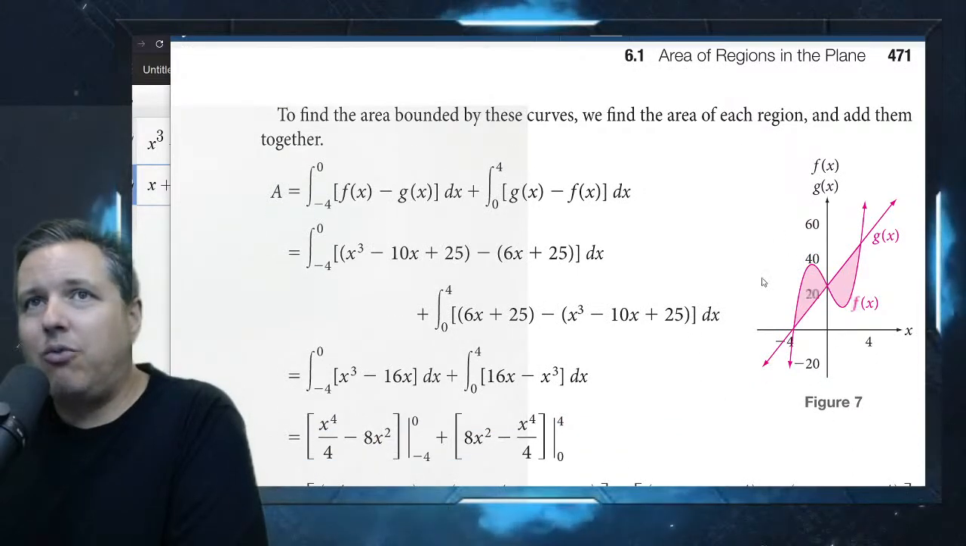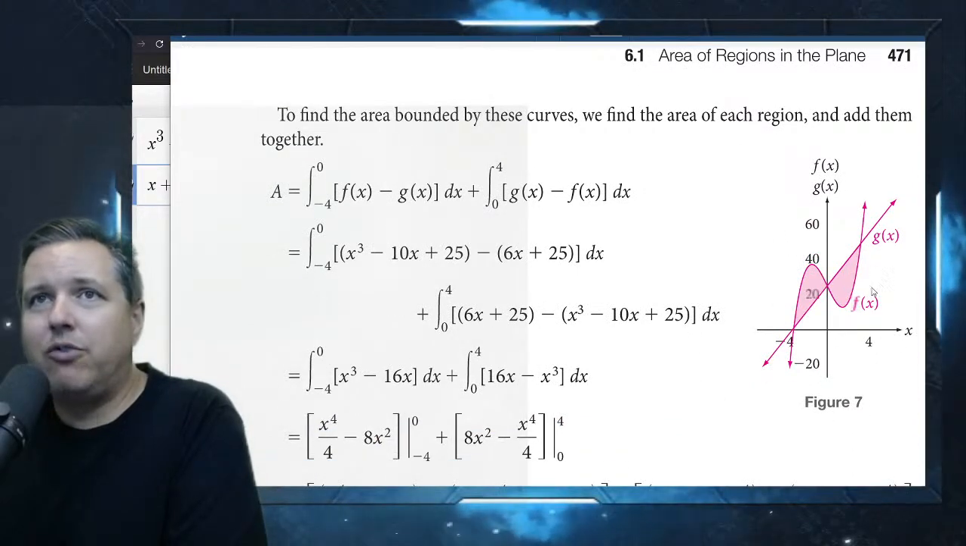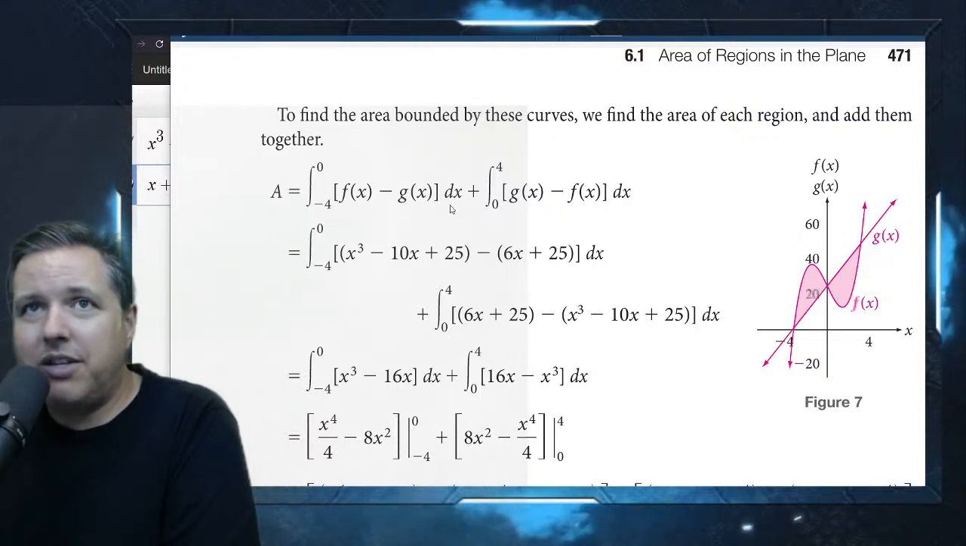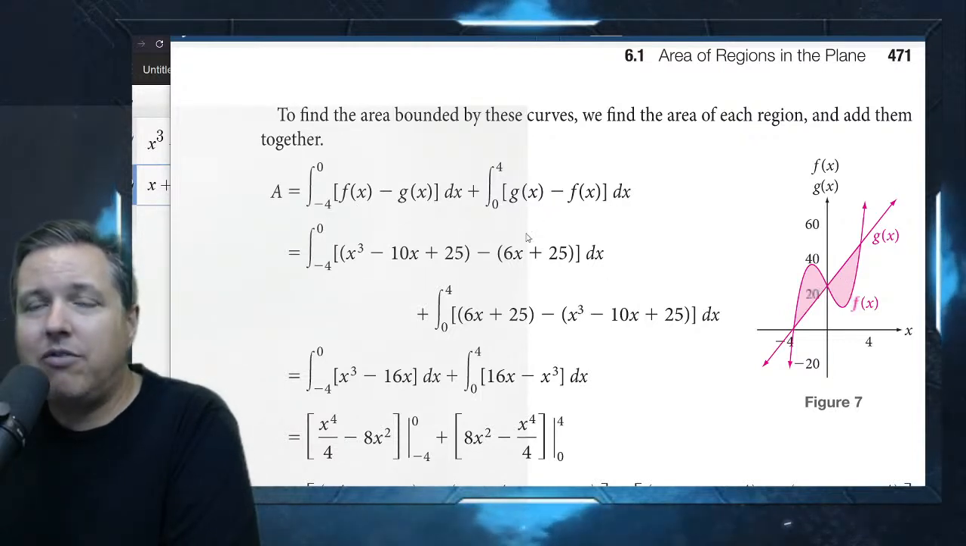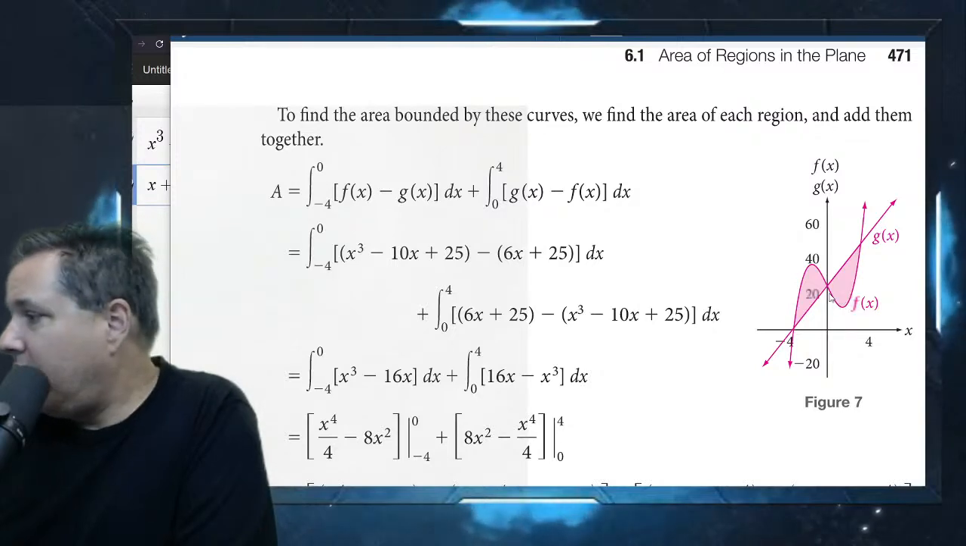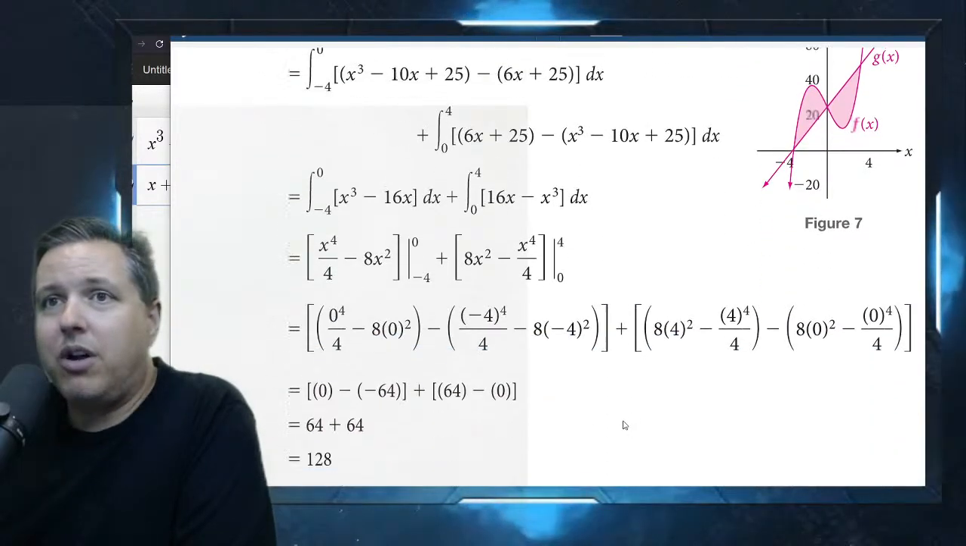Right. So this is like the one we were just looking at, where you have the two different regions that I was just talking about, and look what they did. They broke this up into two separate integrals, from -4 to 0 and 0 to 4. So that's what you have to do when you do that part of the problem.